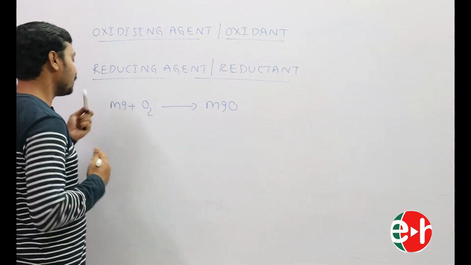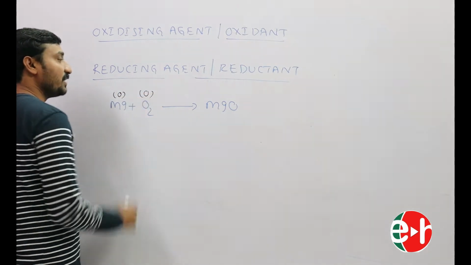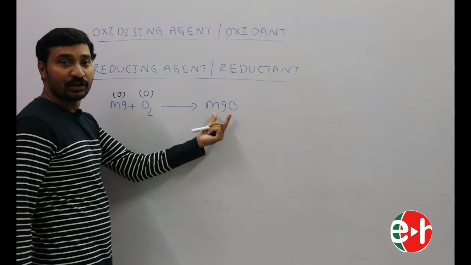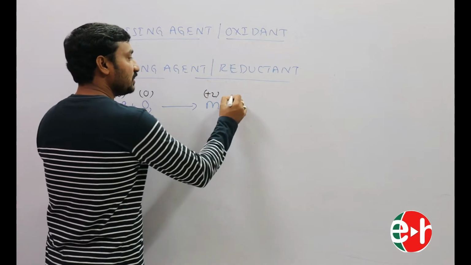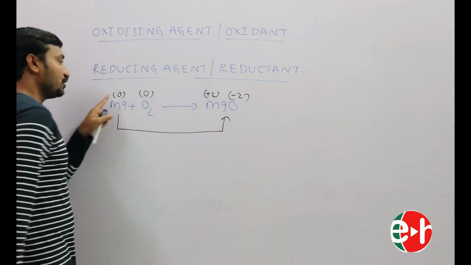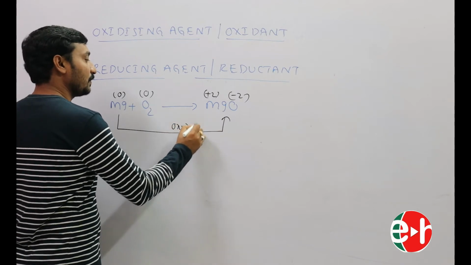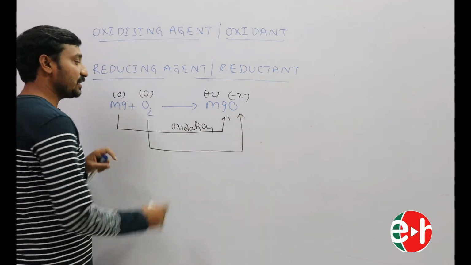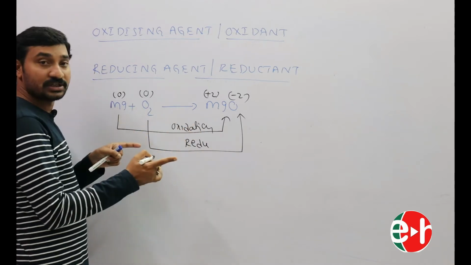See one example, Mg + O2 gives rise to MgO. Here magnesium's oxidation state is 0, uncombined state. In O2, oxygen's oxidation state is 0, uncombined state. In MgO, this is a combined state. Here magnesium's oxidation state is +2, because this is a second group element, and second group elements have oxidation state +2. Oxygen's oxidation state is -2. See, 0 to +2, oxidation number increases. That's why this is oxidation. And O2, 0 to -2, oxidation number decreases, that's why reduction. Increasing oxidation state, oxidation; decreasing oxidation state, reduction.